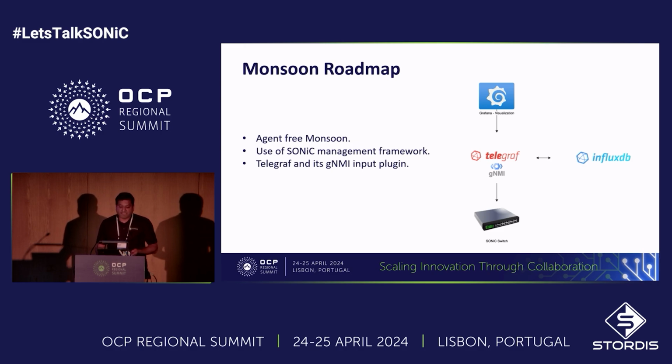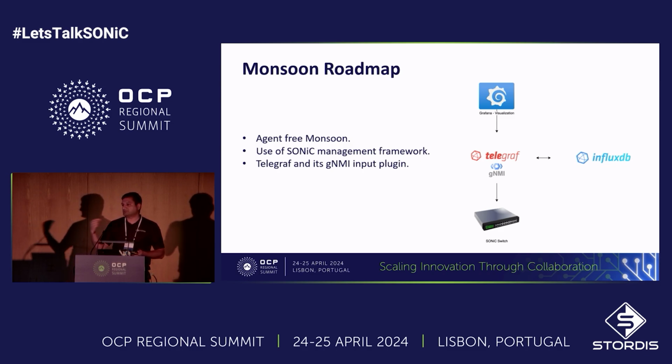So if we rely only upon this management framework that is running in a separate Docker container on the switch, by the way, we tend to make Monsoon agent free. So you never need to install anything on the switch at the end, and you are good to go. To achieve this solution, we are planning and discussing if we can replace Prometheus, for example, with Telegraf. Telegraf is a data collector tool, and it has some southbound input plugins, for example, GNMI. We can rely upon this.